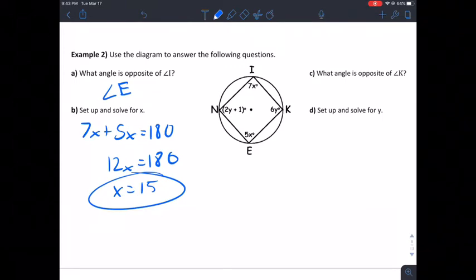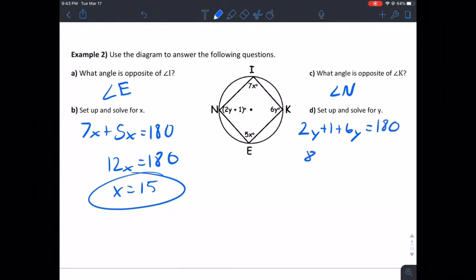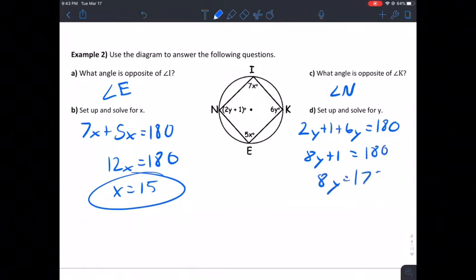So that's our solve for X. Then it says, what angle is opposite angle K? If we look at angle K, the angle opposite is angle N. Set up and solve for Y. Again, they're supplementary. We're going to do 2y plus 1 plus 6y equals 180. I got 8y plus 1 equals 180. 8y equals 179. Then you do 179 divided by 8, and I got 22.3.